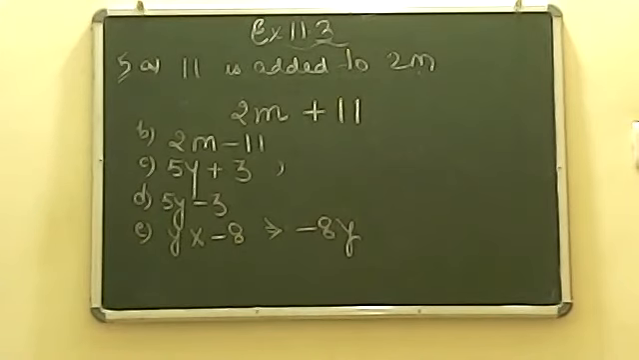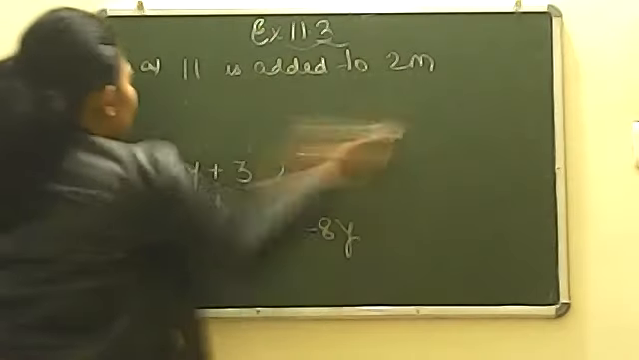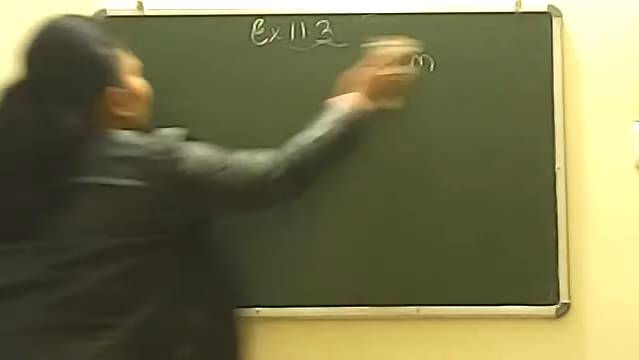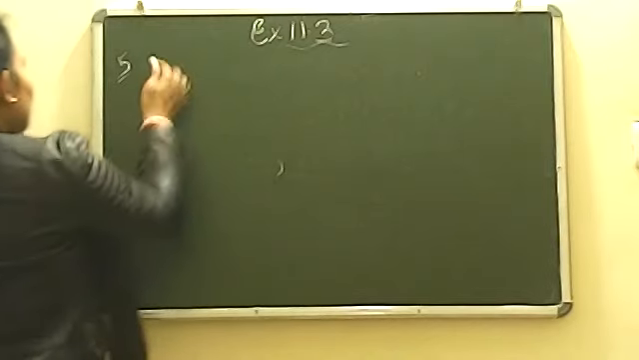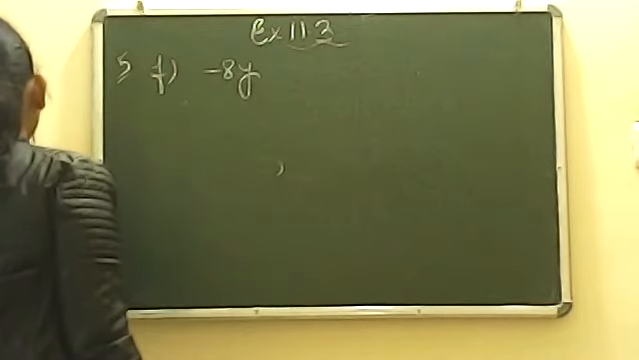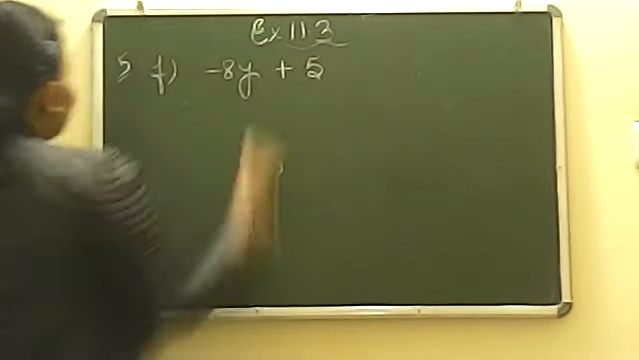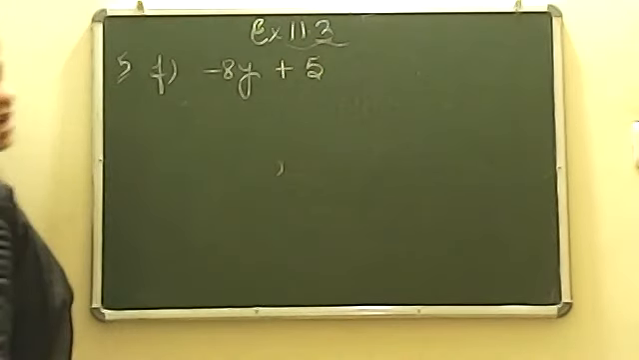Yes. So the questions which were left are, till E we have done it. I'm discussing from F now. So F question is telling here y is multiplied by minus 8, which will give you minus 8y. And then 5 is added to the result. It means minus 8y plus 5. This will be the answer for F.